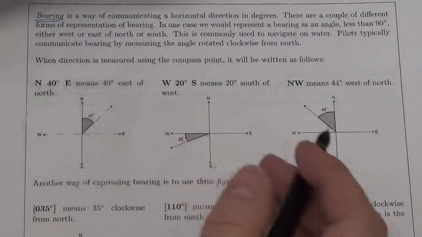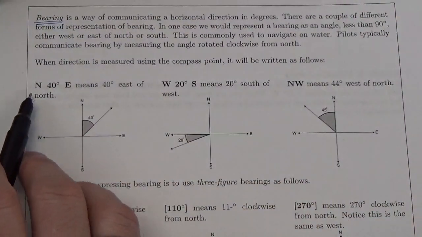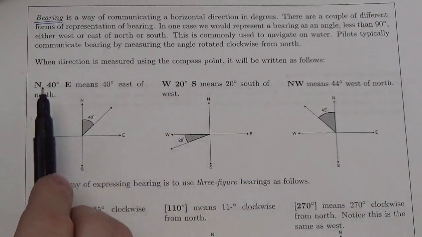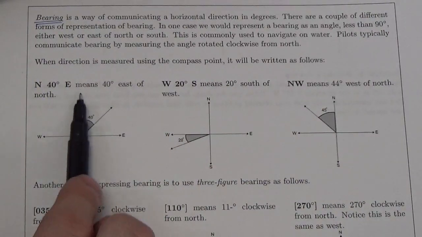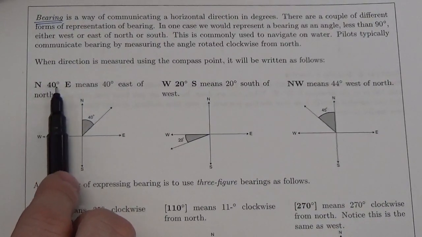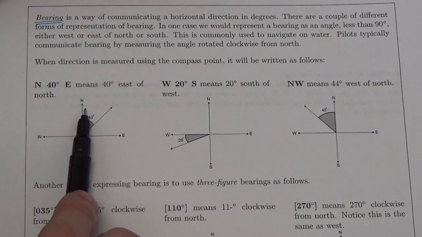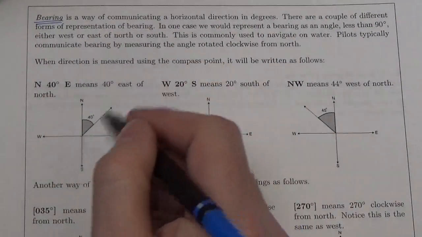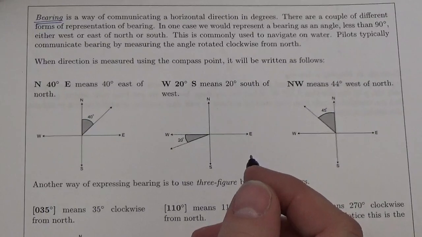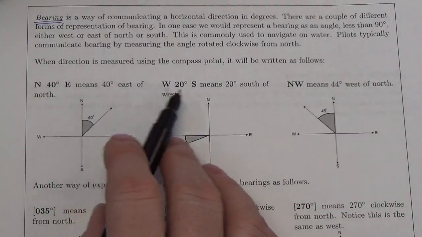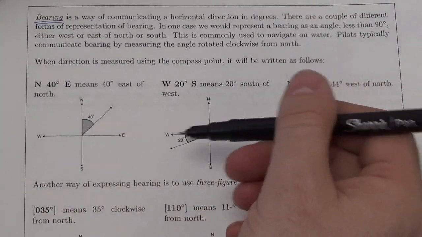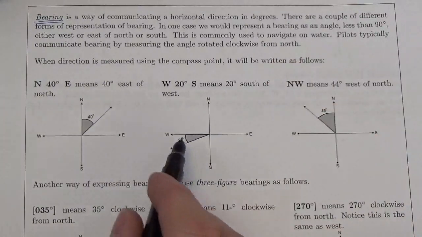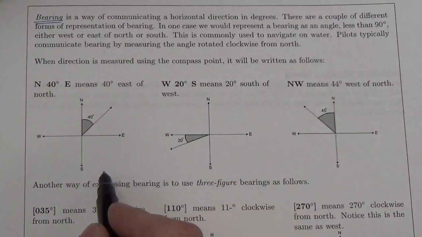For the 3 examples here, we might give the direction as north 40 degrees east. The first direction, the N, tells us where we start, and then we rotate 40 degrees in the direction of east. From here, we rotate 40 degrees this way, and that communicates a fairly clear direction. Or you might say west 20 degrees south. In other words, we start pointing west and rotate 20 degrees towards south, and that tells us we're going in this direction right here.